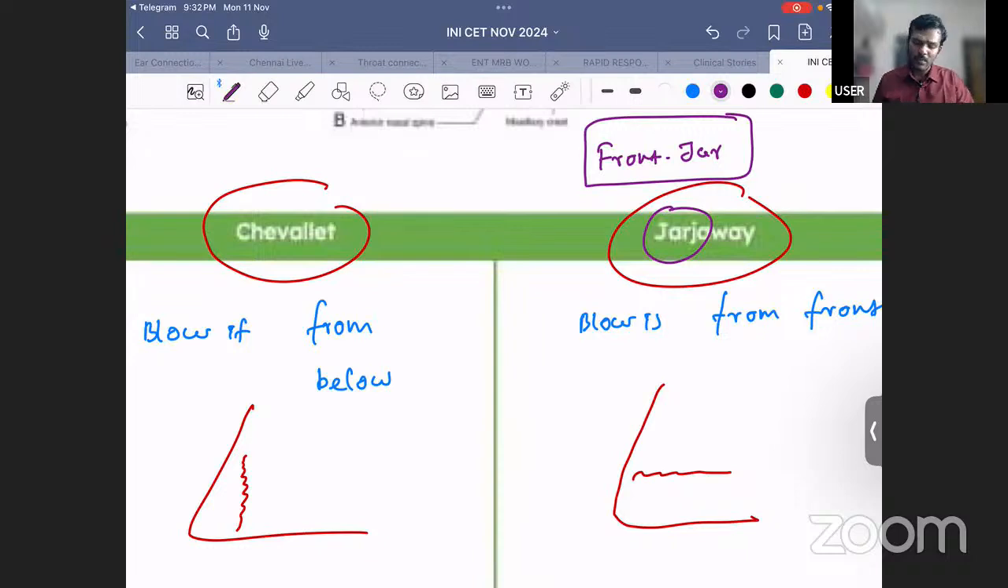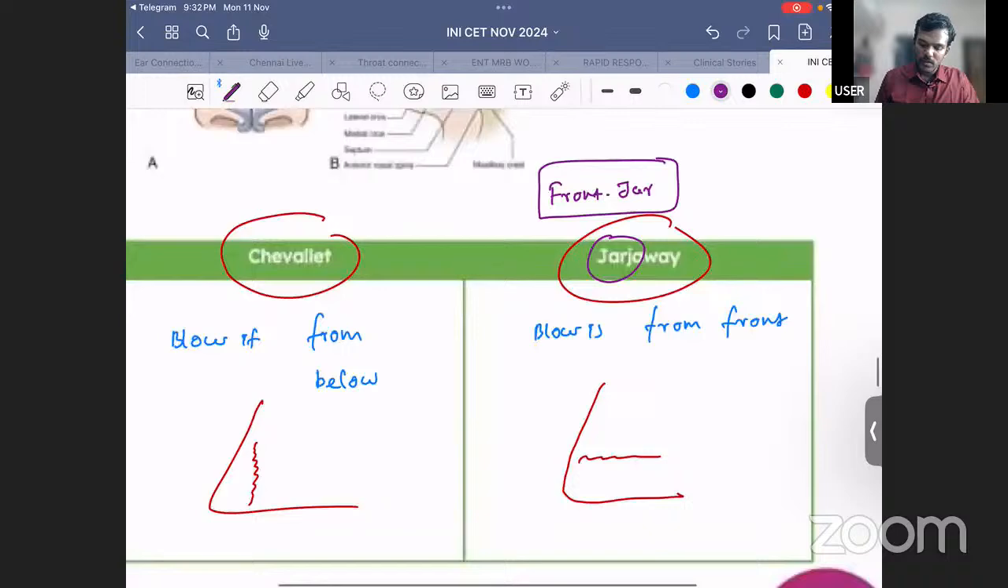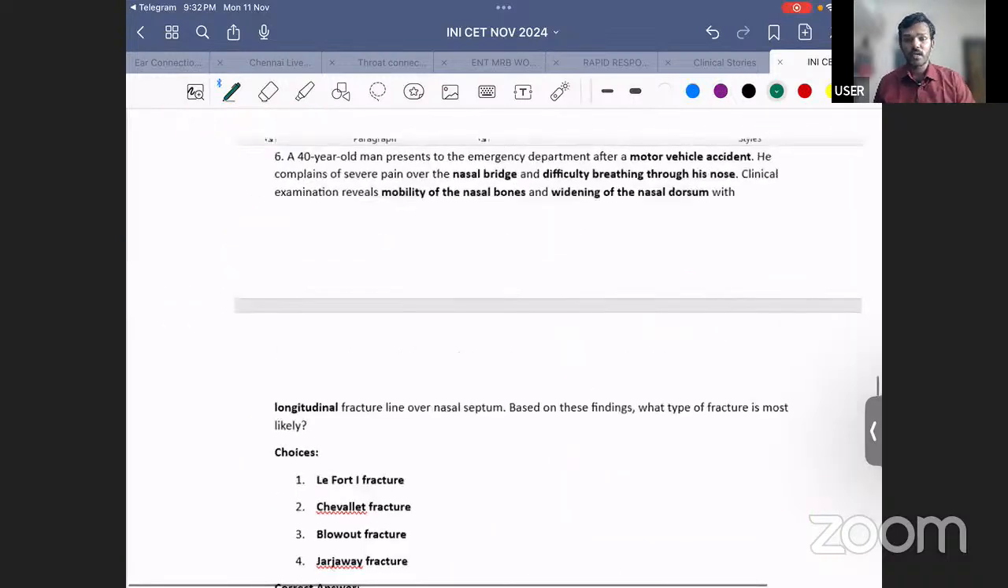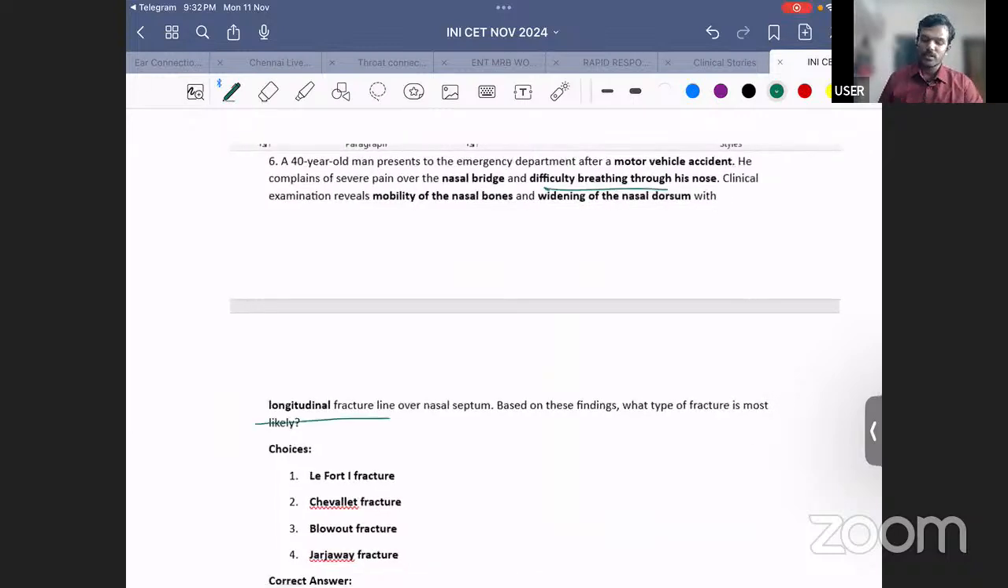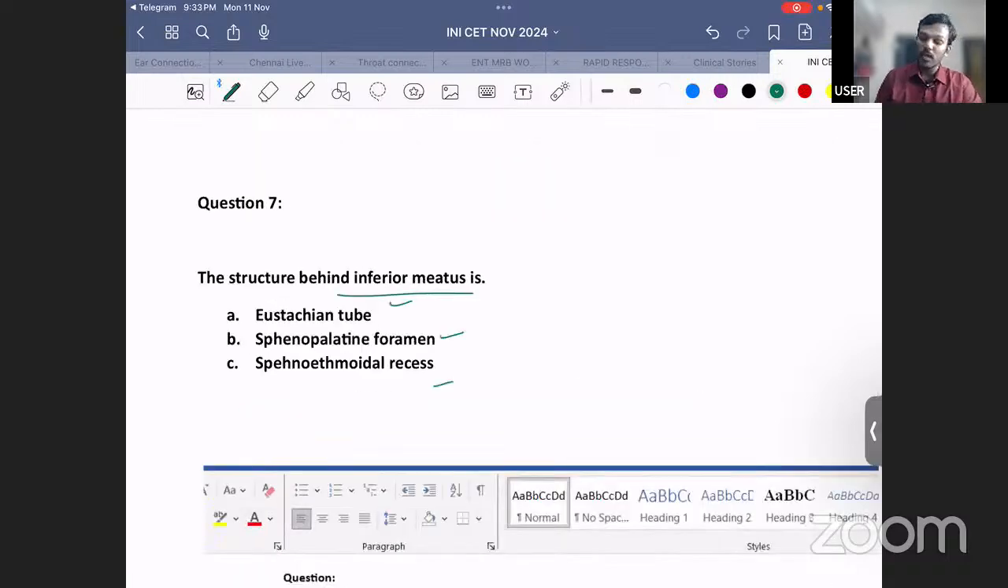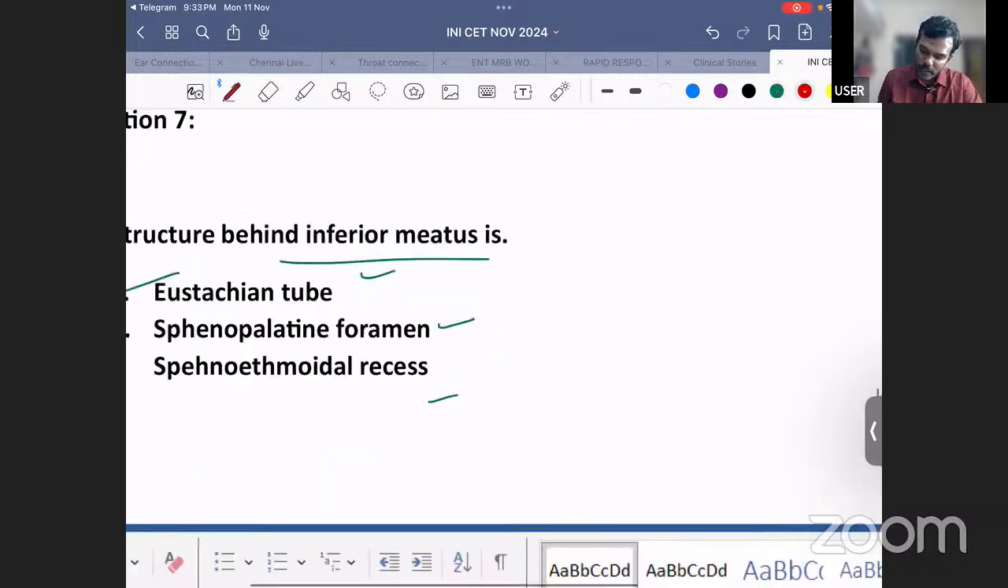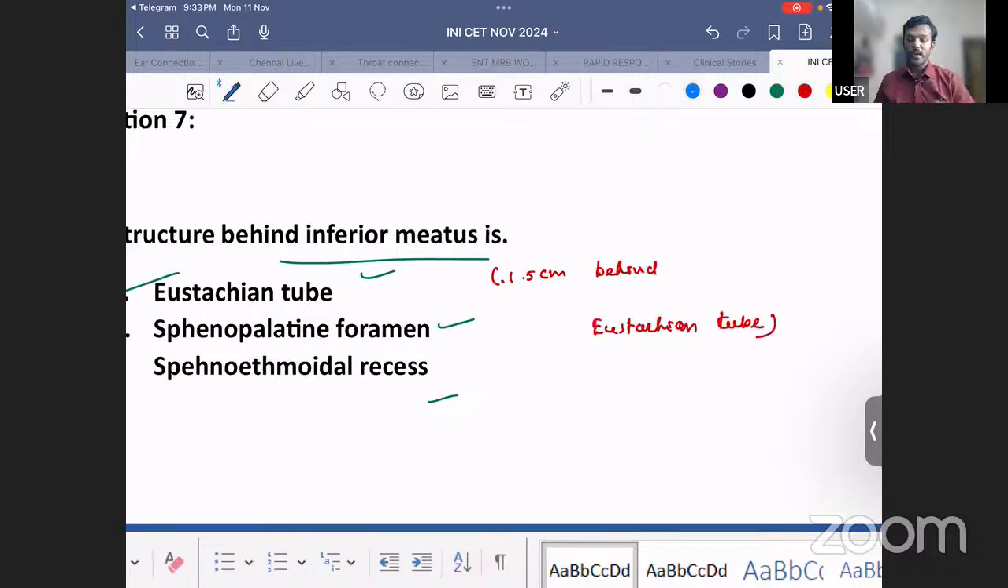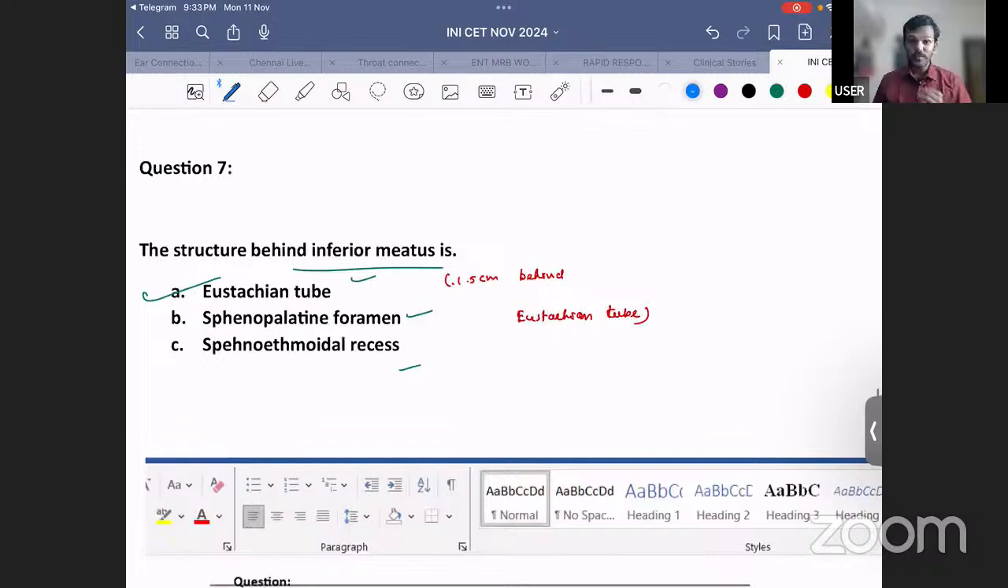This is a screenshot from our question bank, showing a fracture with difficulty breathing through the nose, and a longitudinal fracture line over the nasal septum. Next question: structure behind the inferior meatus. The structure behind the inferior meatus is the Eustachian tube, approximately 1.5 centimeter behind.